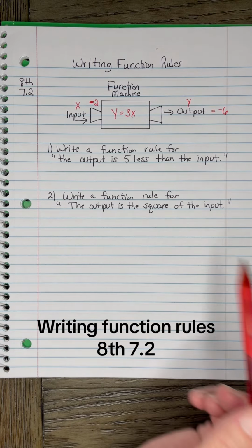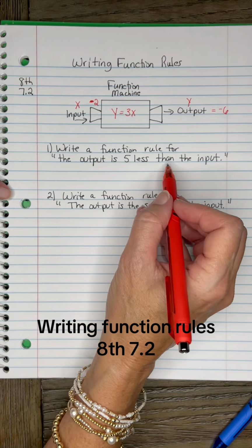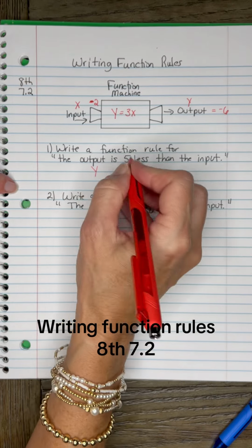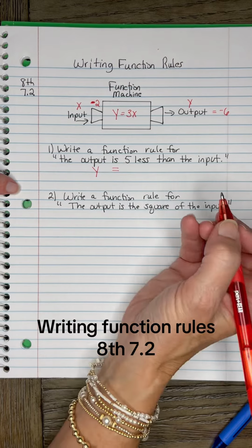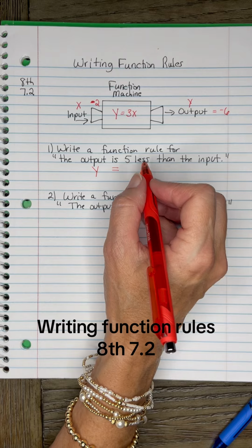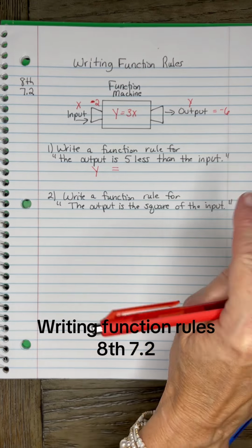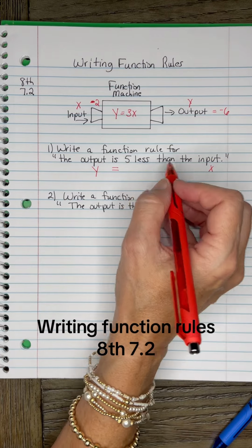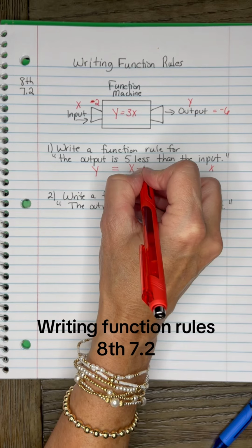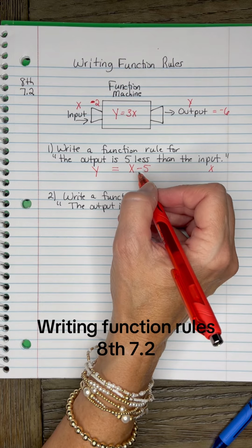Now let's write a function rule for: the output is 5 less than the input. We know that the output is always the y. We know "is" is the equal. 5 less than the input. We have to be careful with this because it says 5 less than the input, so I don't want to write 5 minus x, because the input's x. I want to take 5 from the x. So that will be x minus 5. It's 5 less than the input. So there's my function rule for that one.